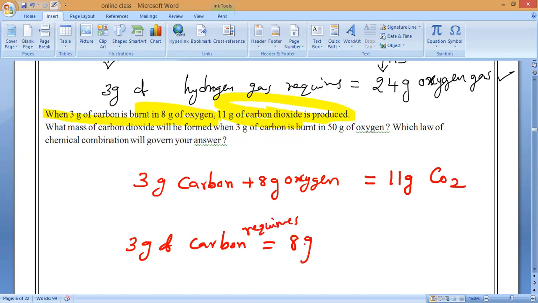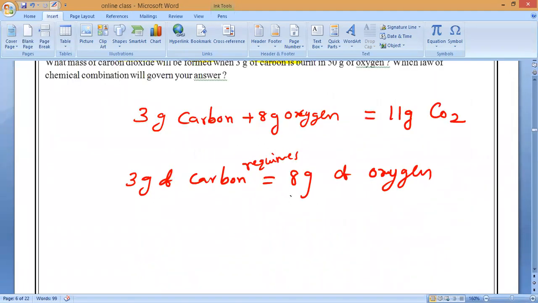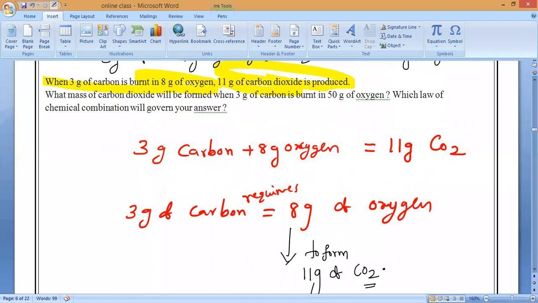How much oxygen is required? 3 grams of carbon requires how much oxygen? Yes, please. 3 grams of carbon requires how much oxygen? All of you. 8 grams of oxygen to form how much? All of you. 11 grams of CO2. Okay, till here any doubt? Anybody? Please ask me. Yes, all of you. Abhirami, Harini, any doubt?